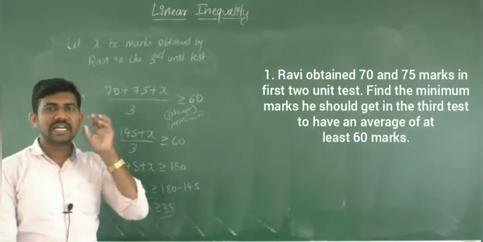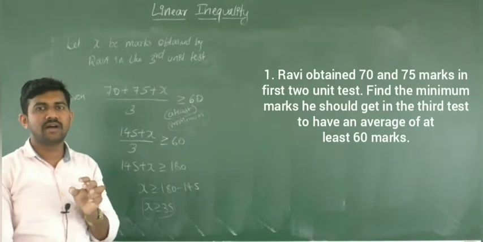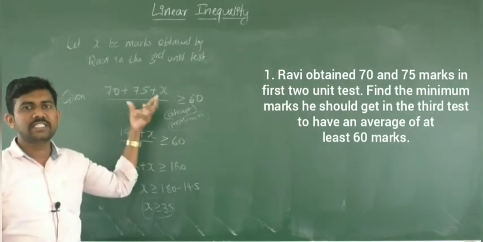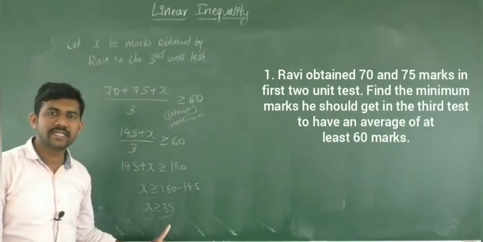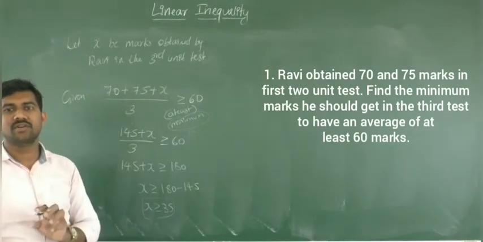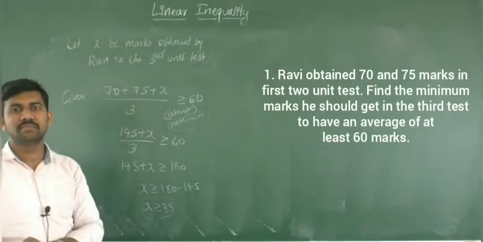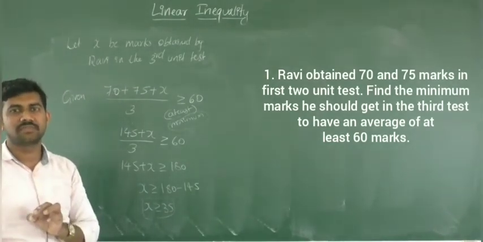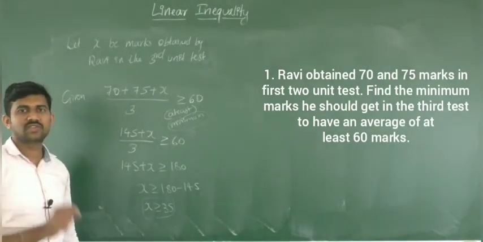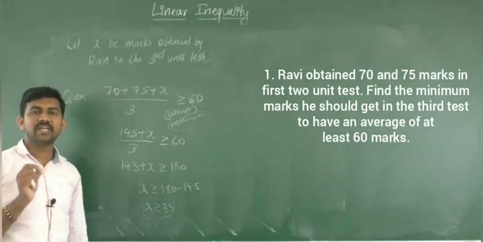So to get at least 60 marks average of each exam's marks, he should get at least 35 marks, or he should get minimum 35 marks in the third unit test. Okay, understood how to solve this question? Very simple and very important question.